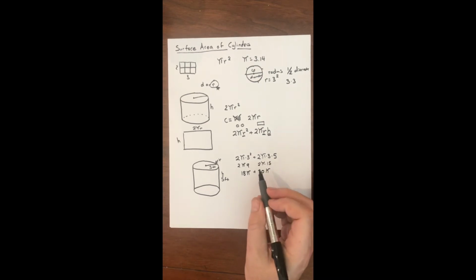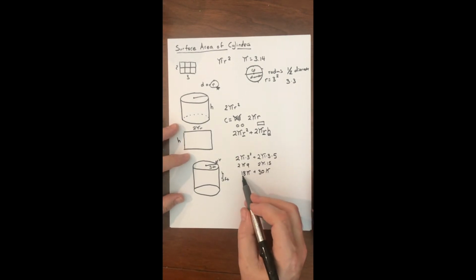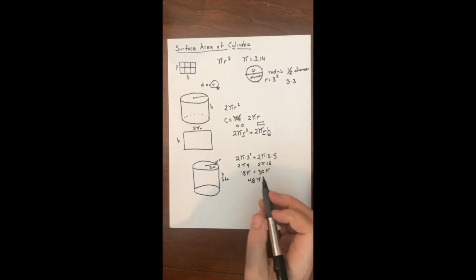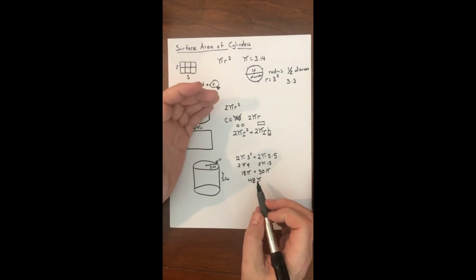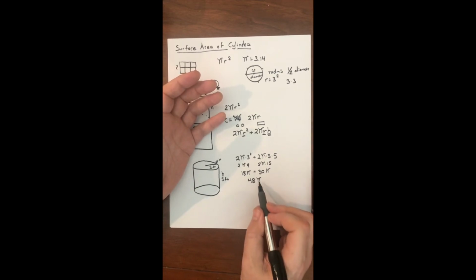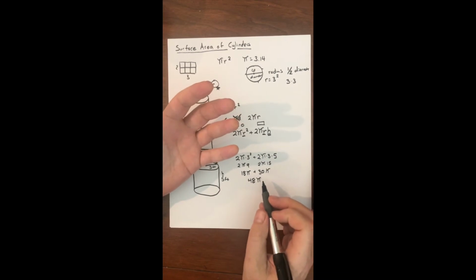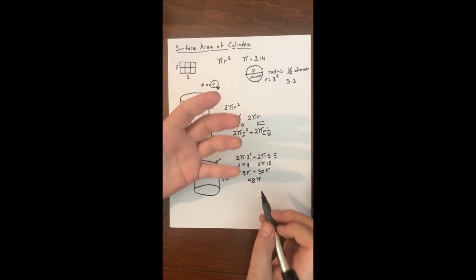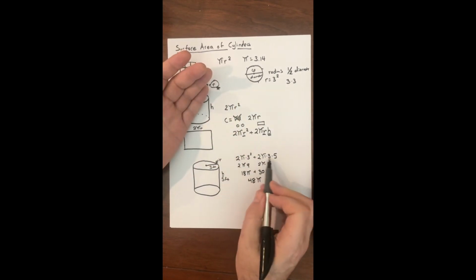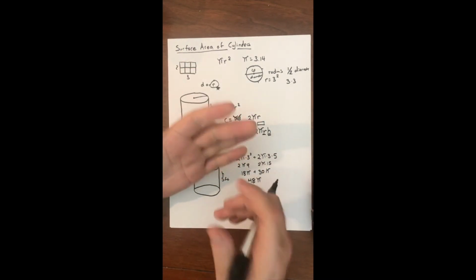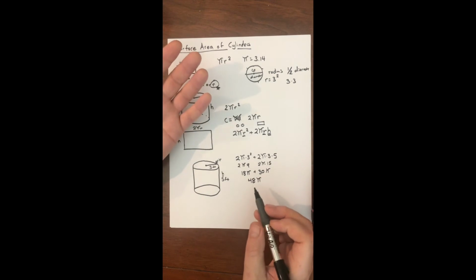Now here's why I do it this way. I add this up. 18 plus 30 is 48 pi. Now I only have to do one multiplication in the calculator. I do 48 times 3.14. It's so much easier to get it correct. When you have to put the whole string in, there's more likelihood you're going to make a mistake just pushing buttons if you can't see the whole screen.